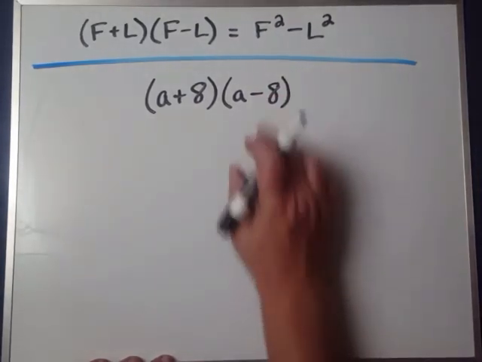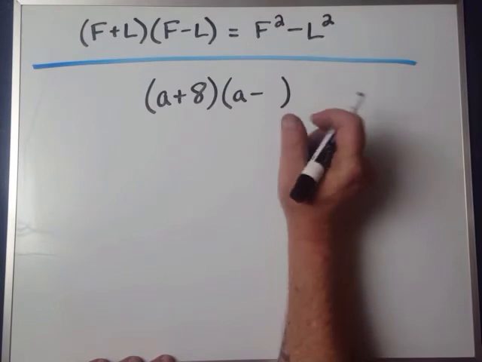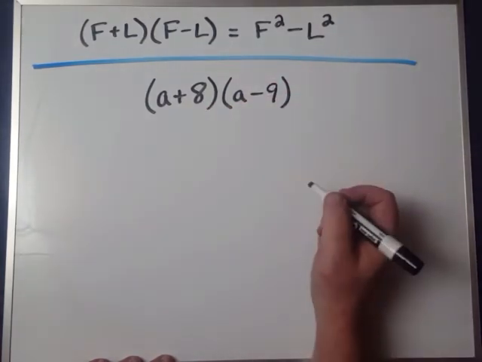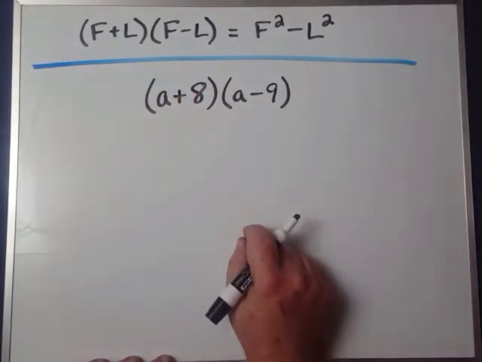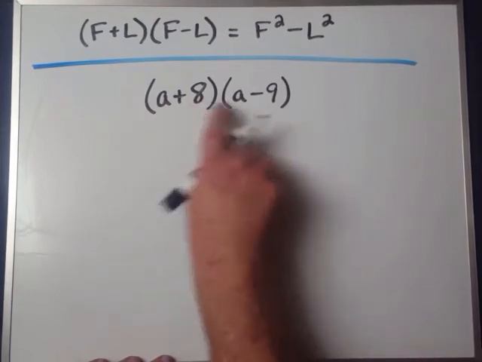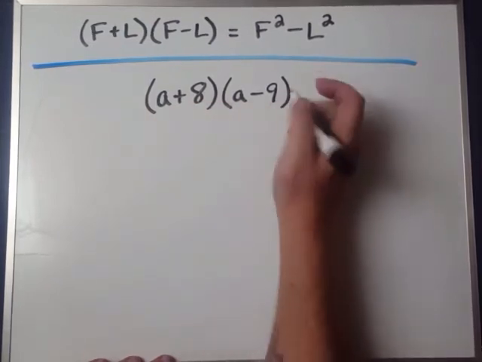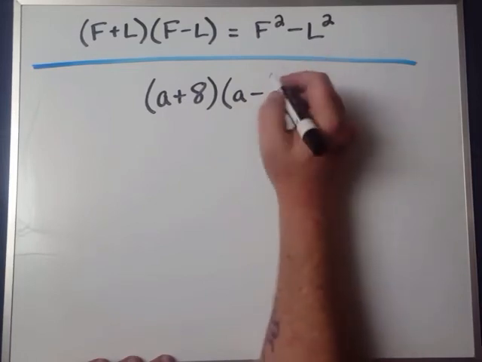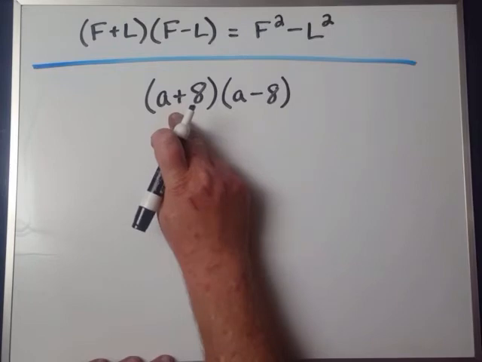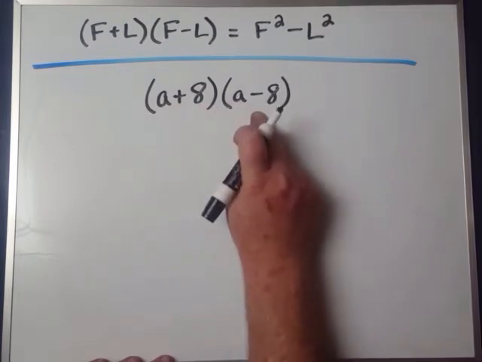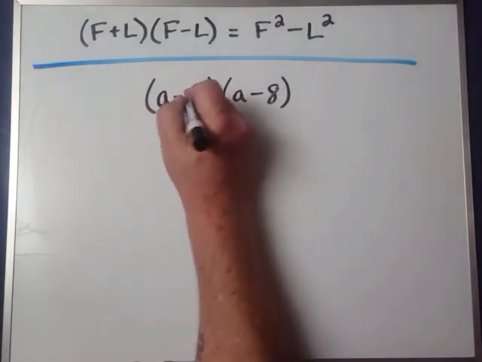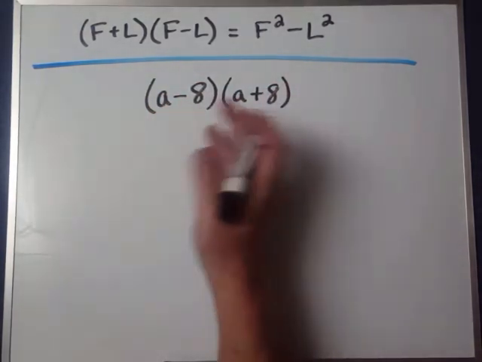Now understand, I'm using number 28. If the problem looked like this, that doesn't fit the pattern. That's not the sum and difference of the same two terms. The A's are the same, but the numerics are not the same. These have to match. First terms have to match, last terms have to match. One's a plus, one's a minus. And it doesn't matter. This could be written as minus up front. That's the same problem.